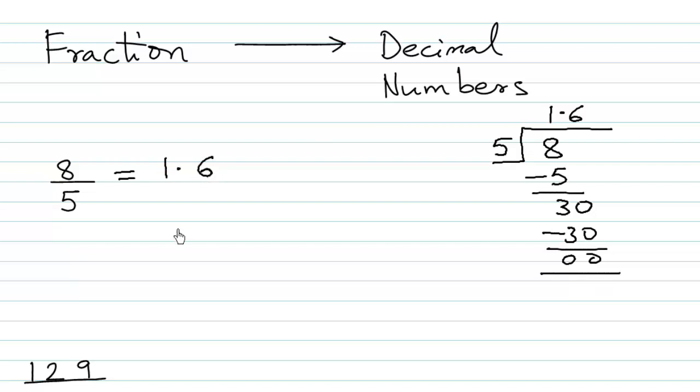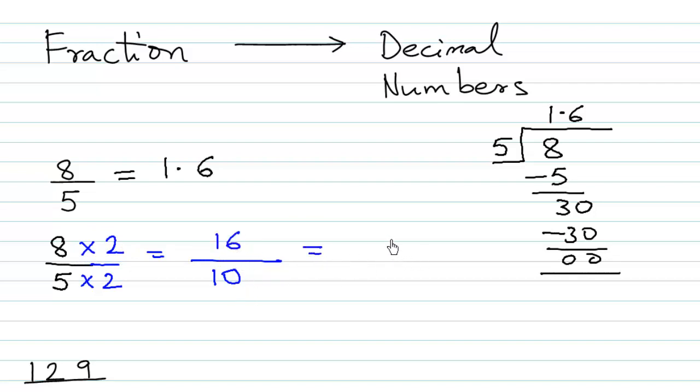The other idea is we can take this 8 upon 5 and simply multiply the numerator and denominator by such a number so that we get a 10 in the denominator, or 100, or 1,000. That's very simple. 5 2s is 10, so we multiply 2 in the numerator also. 8 2s is 16, and we get 16 upon 10.